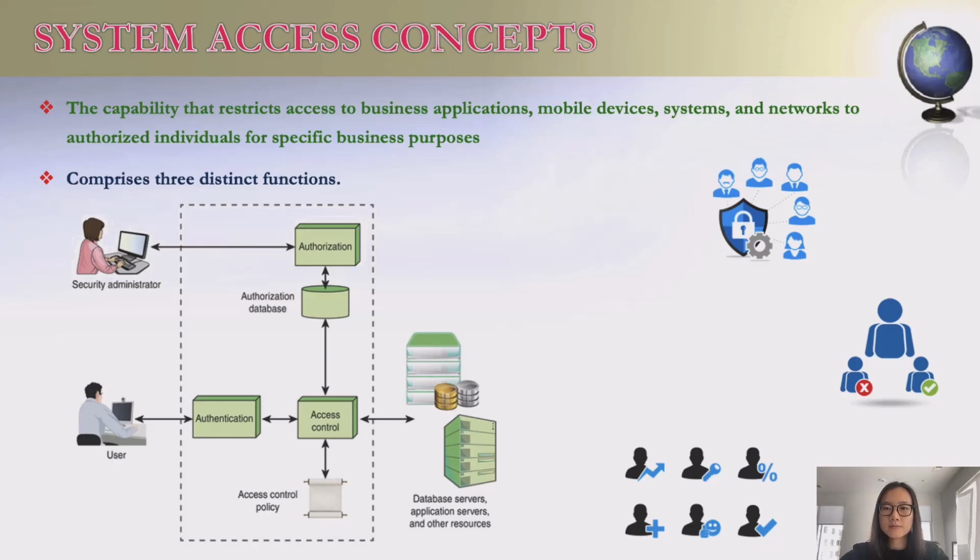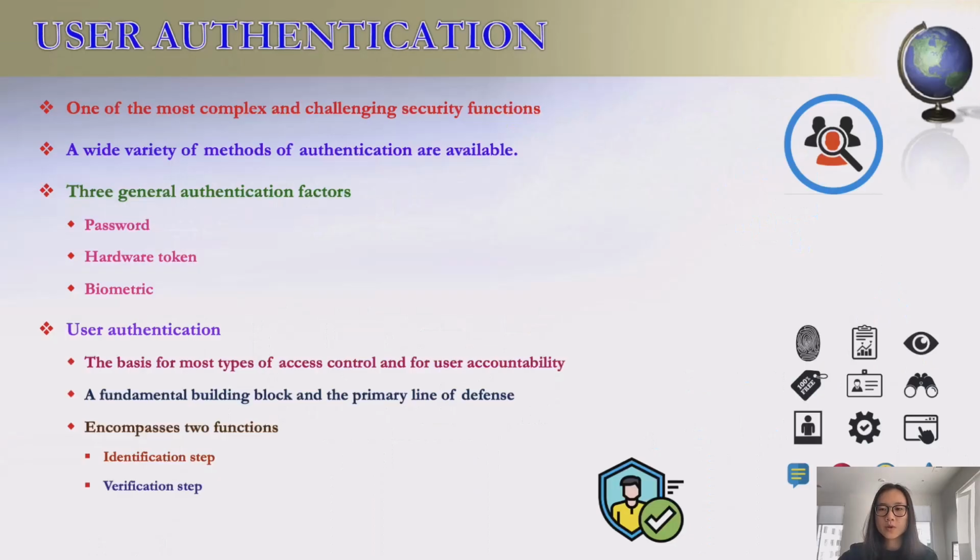User authentication is one of the most complex and challenging security functions. There are a wide variety of methods for authenticating users with associated threats, risks, and countermeasures. There are three general authentication factors, including password, hardware token, and biometric. We'll discuss each factor in later slides. In most computer security contexts, user authentication is a fundamental building block and the primary line of defense. It is the basis for most types of access control and user accountability.